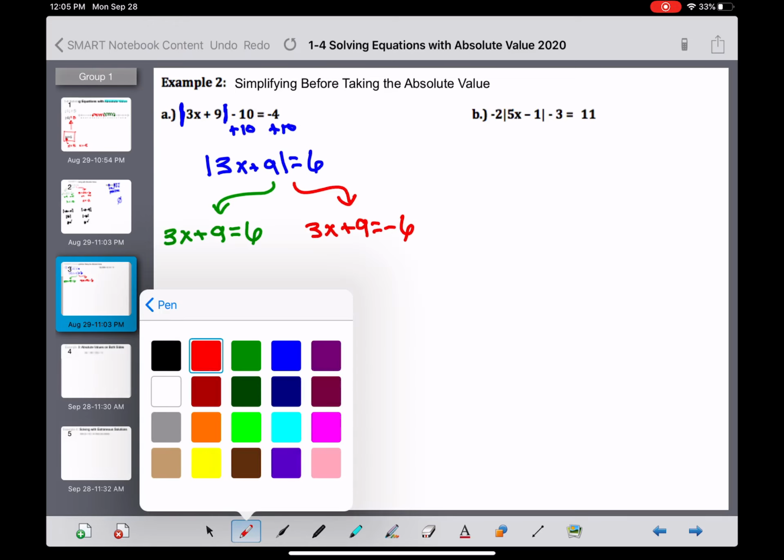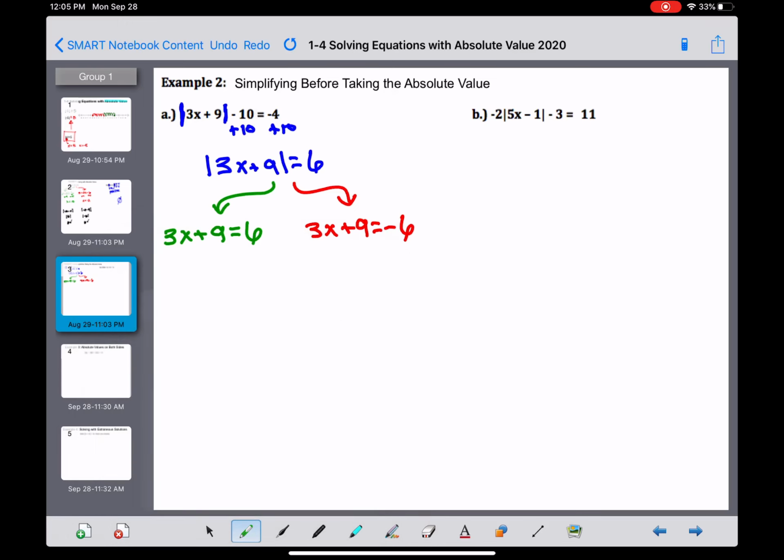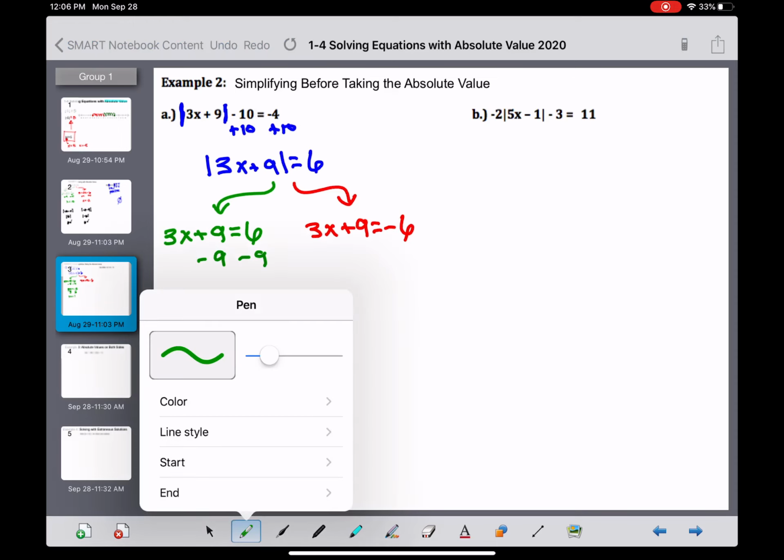And then this is normal two-step equations that we did in week 2. So I subtract 9 from both sides to get 3x equals negative 3. Divide by 3 on both sides to get one answer of x equals negative 1.